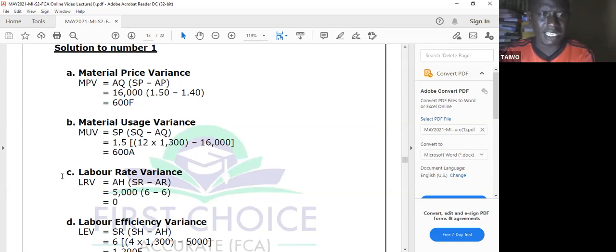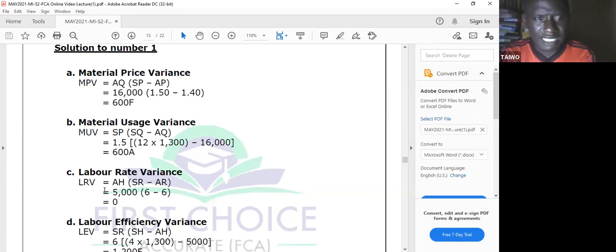Now the next one is labor rate variance. When I say labor rate variance, I'm talking about the variance between the standard labor rate and the actual labor rate. It simply means: how much do we set as standard to pay, and how much did we eventually pay? That is more of a variance in labor. Let's look at it.